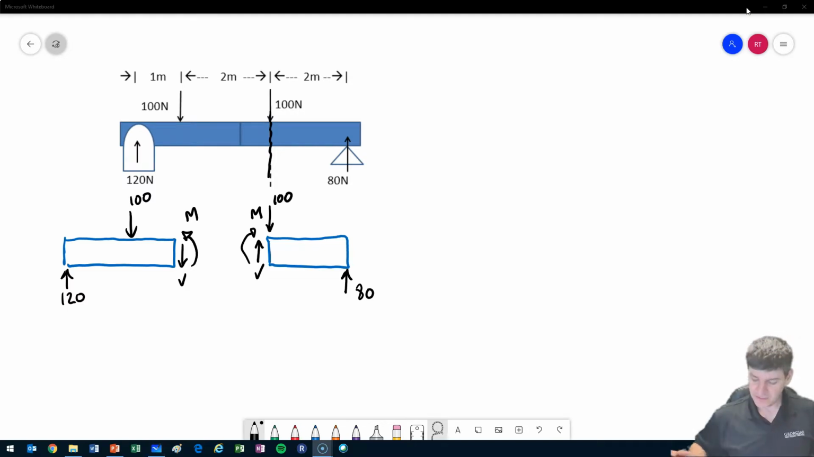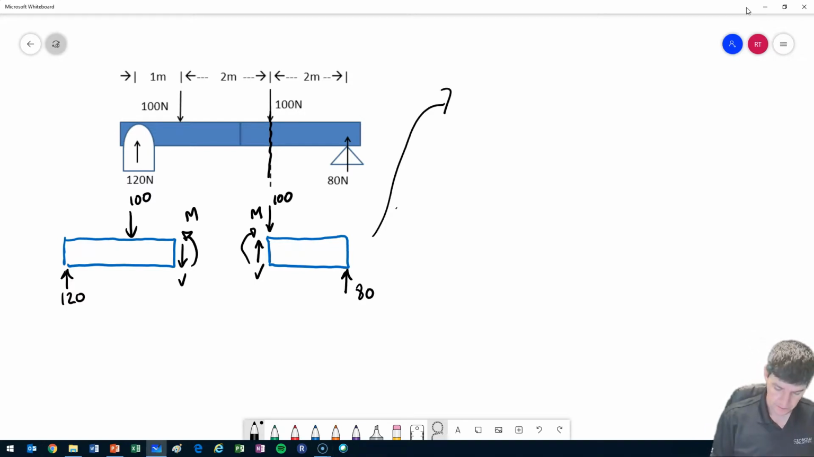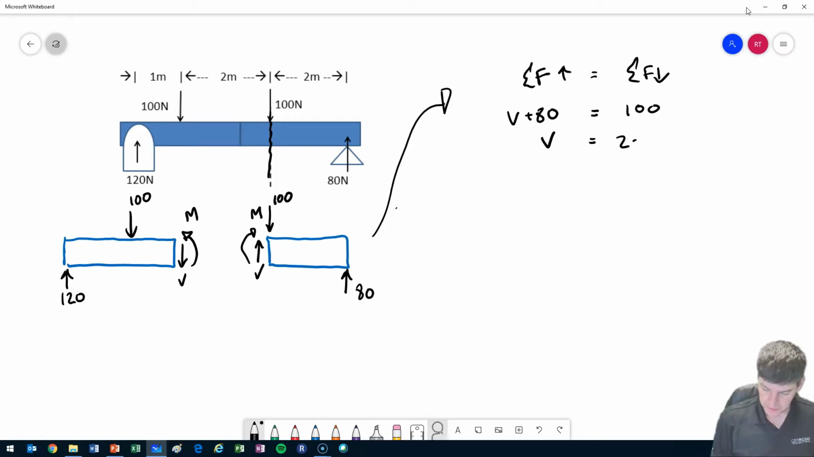Okay, so if I evaluate my right hand side, sum of forces up has to equal forces down. Pushing up, V plus 80 is equal to pushing down, which is 100. So similar to the last time, we have V is equal to 20 newtons.